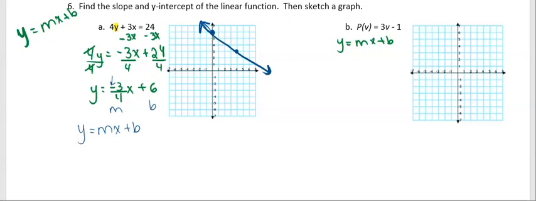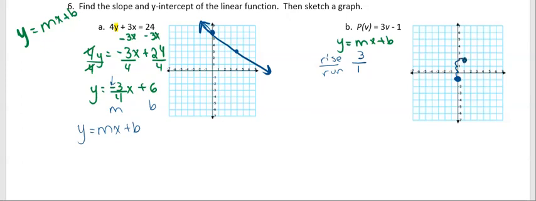So for this one, our slope is 3. That doesn't give us a run, so let's put it over 1. So then we have a rise of 3 and a run of 1. And our y-intercept is negative 1. So we'll start here. Plot the y-intercept first. That gives you a point to start with. And then use your slope to get to the next point. So 3/1. 1, 2, 3 over 1.